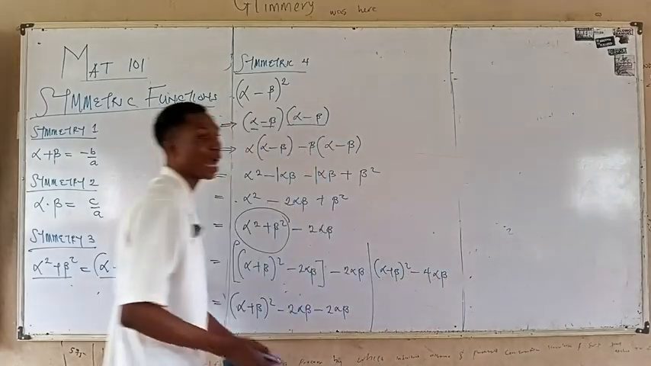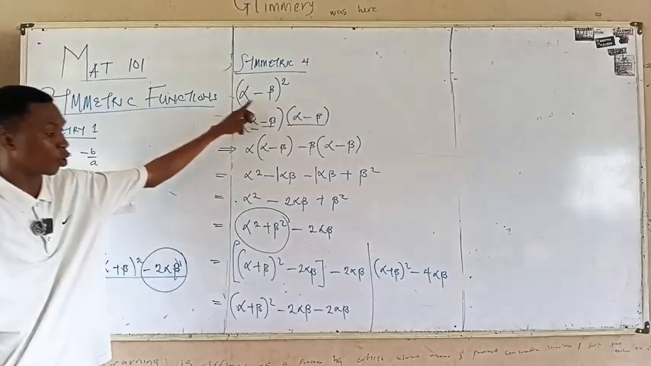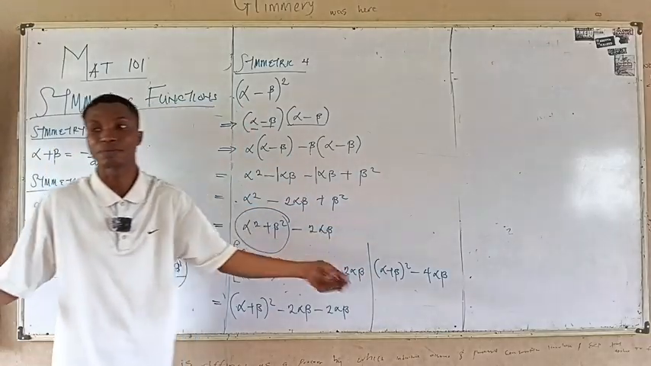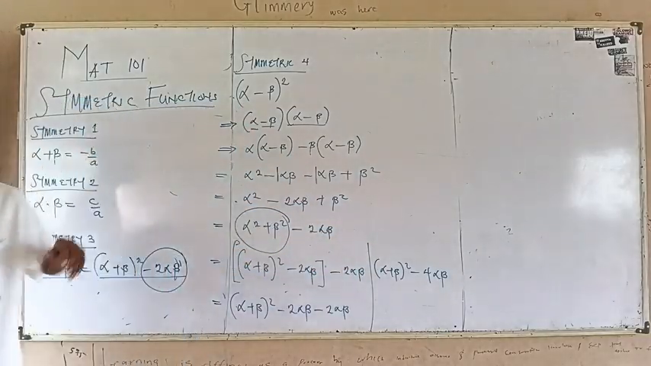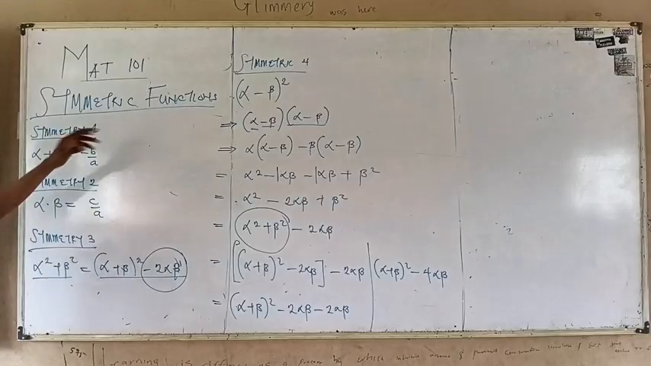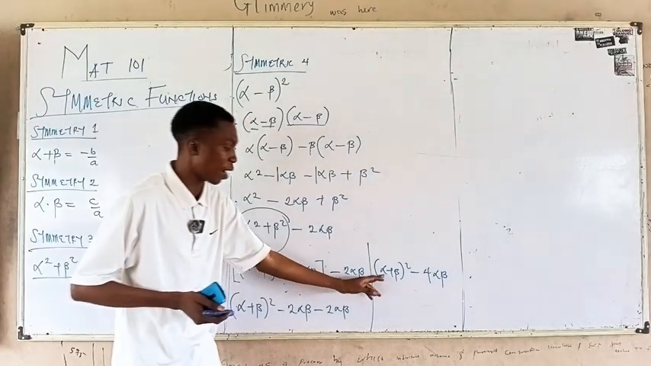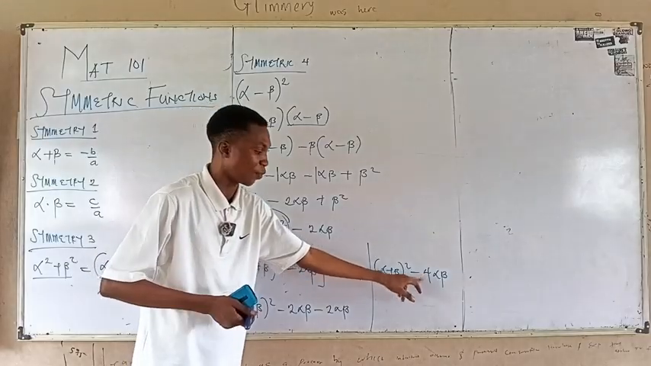So anytime you have this, it turns to this. Don't cram. Is that clear? Anytime I have alpha minus beta all squared, it turns to alpha plus beta all squared minus 4 alpha beta.